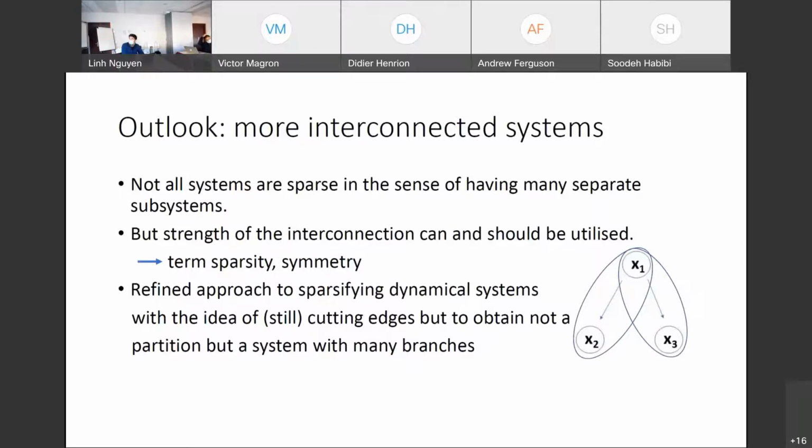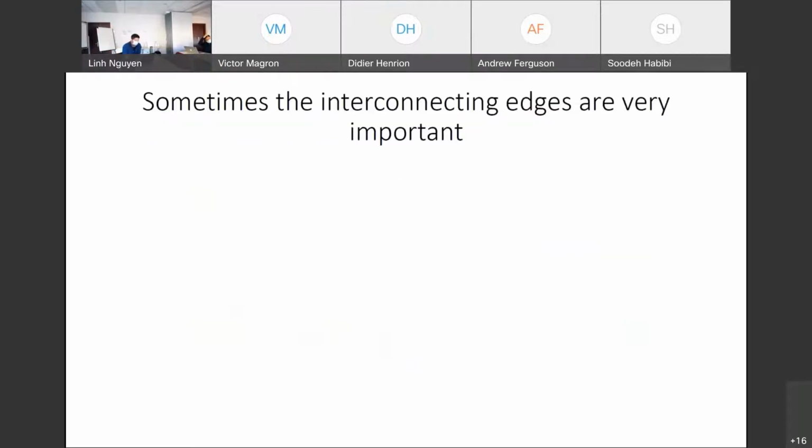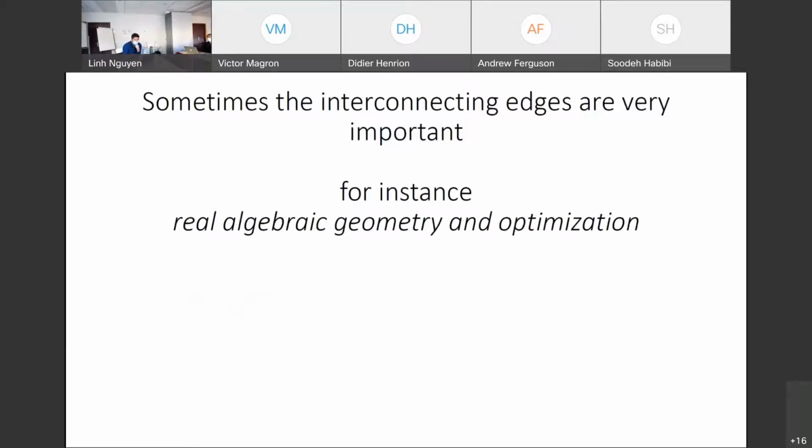And talking about cutting edges, I want to point out that sometimes it's important to not forget about edges that are very important, and especially one instance, cutting edge one, for example, when real algebraic geometry joins optimization. And by that, I want to conclude my talk.